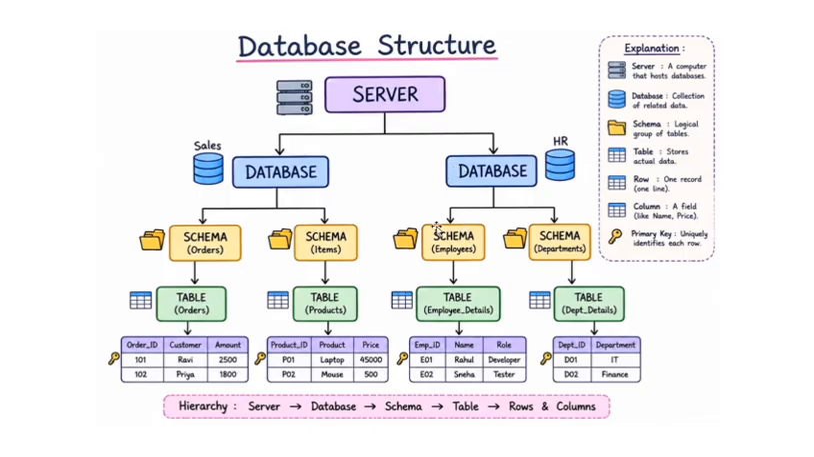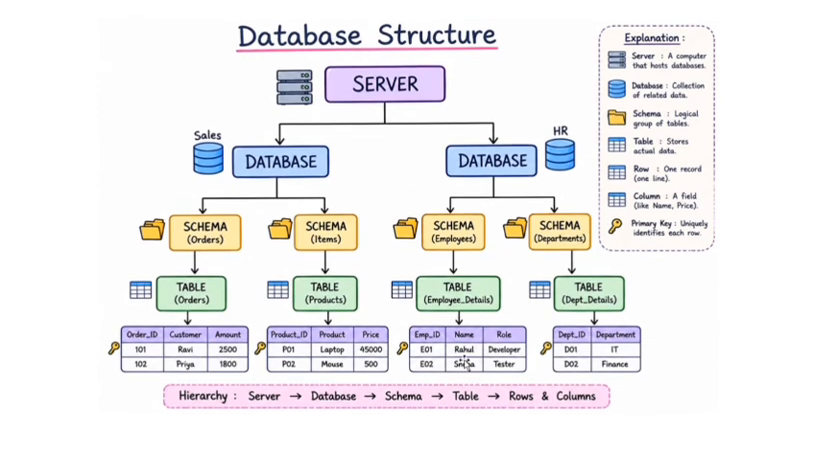Here the primary key is a unique identifier that helps to identify each record in a table. That means here we have order ID, customer, and amount. The order IDs 101, 102, and 103 do not repeat, while the same customer name and the same amount can also be there in the table. So for this, the primary key is order ID, because it is the unique identifier that helps to identify each record in a table. This is the structure of a database.